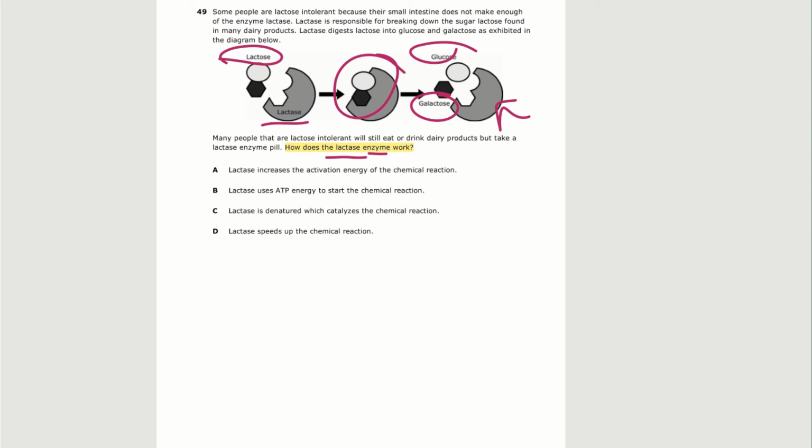So lactase increases the activation energy of the chemical reaction. Lactase uses ATP energy to start the chemical reaction. Did I see ATP anywhere? No, I didn't see it. Do you? Lactase is denatured, which catalyzes the chemical reaction. What does denatured mean? Destroyed. If lactase were destroyed, would it be able to help? Think about it. Lactase speeds up the chemical reaction. Okay, so it's A or D.